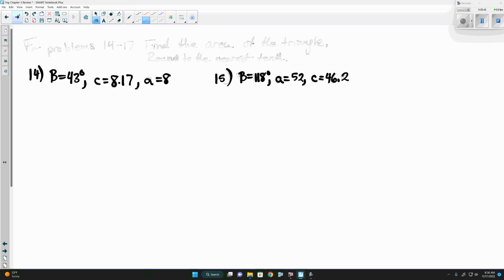Now, for the most part, if I were you, I'd have the area formulas written down. If we're given two sides and the angle in the middle, area is 1/2 times both side lengths times the sine of the angle in the middle. The three formulas are 1/2 A times B times sine of C, or 1/2 A times C times sine of B, or 1/2 B times C times sine of A. Here we have 8, 8.7, and 43.